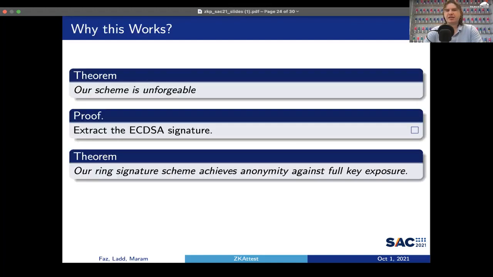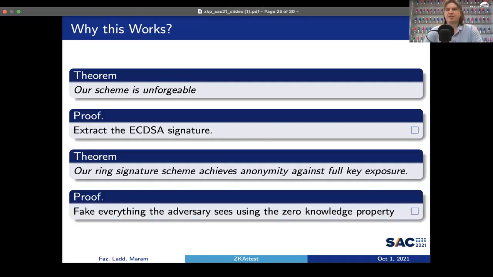Intuitively, it's clear that this works. And indeed, in the paper, we formally prove unforgeability via a proof that can be summarized as: extract the ECDSA signature. And then we also show that our ring signature achieves anonymity against full key exposure. This proof can be aptly summarized as: fake everything the adversary sees, using the fact that these zero-knowledge proofs have honest verifier zero knowledge in the random oracle model. While very brief, we do go into some more detail in the paper about how to prove these things, although it is fairly intuitive that a scheme like this could work.